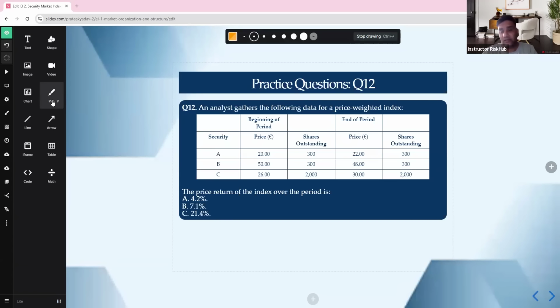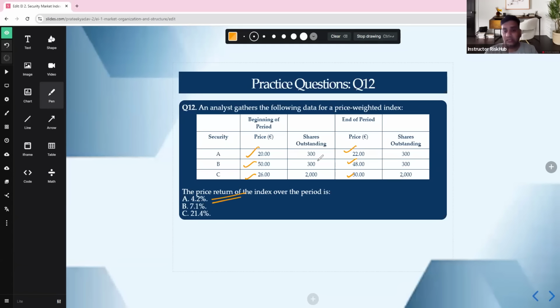An analyst gathers the following data for the price weighted index, right? You have security ABC, beginning of period 20, 50, 26, shares outstanding, end of period, shares are given again. The price return for the index. Now we are asked the price return for the index. Beginning price is given 20, ending 22, 50, 48, 26, 30. You have to calculate the return. How will you calculate the return?